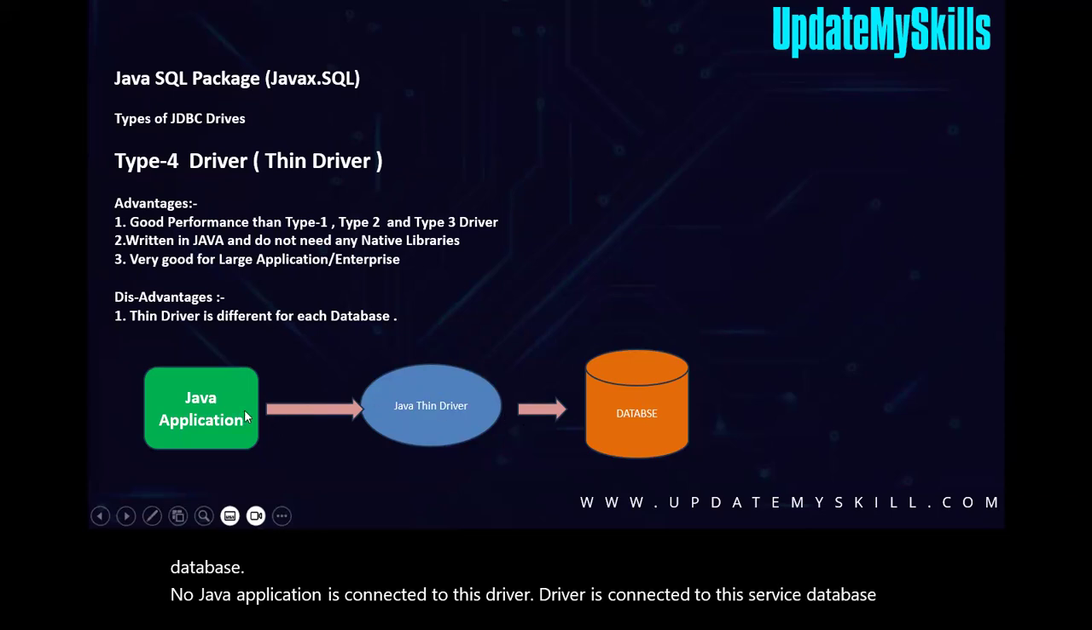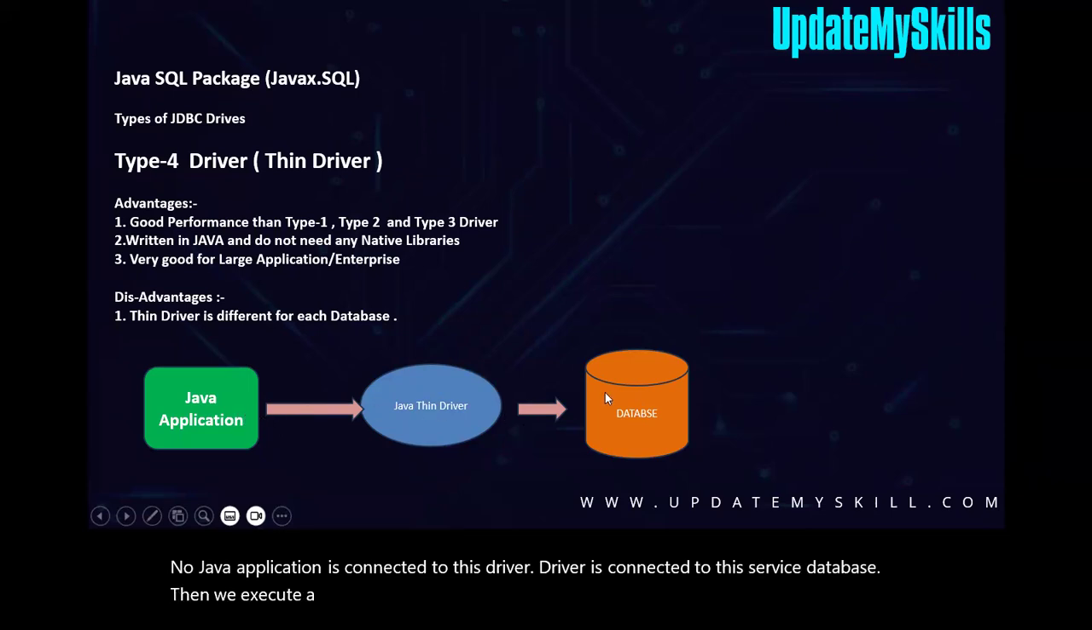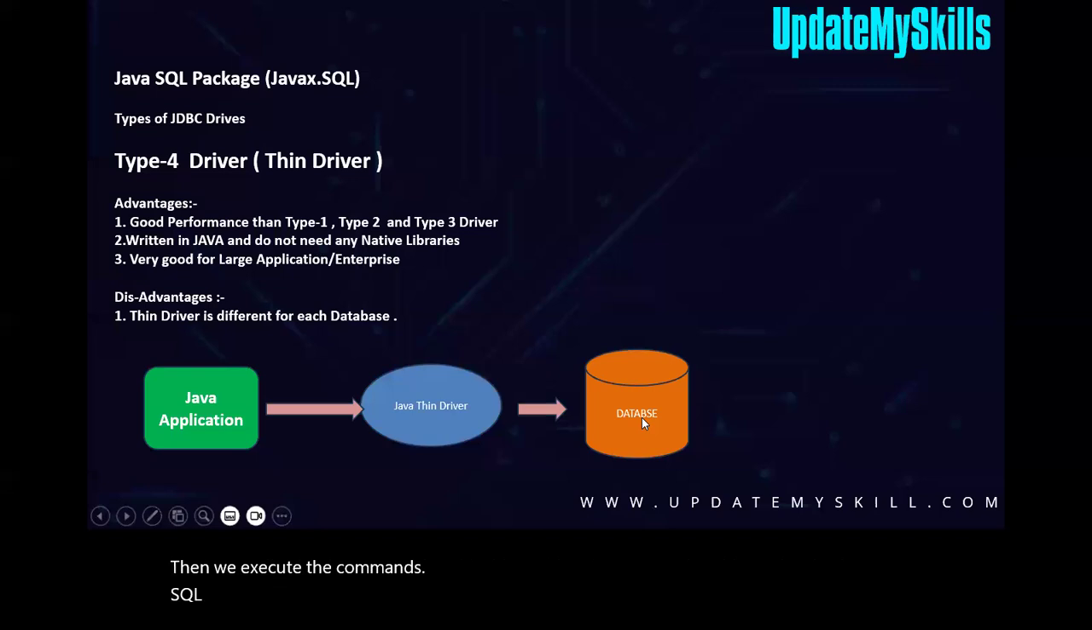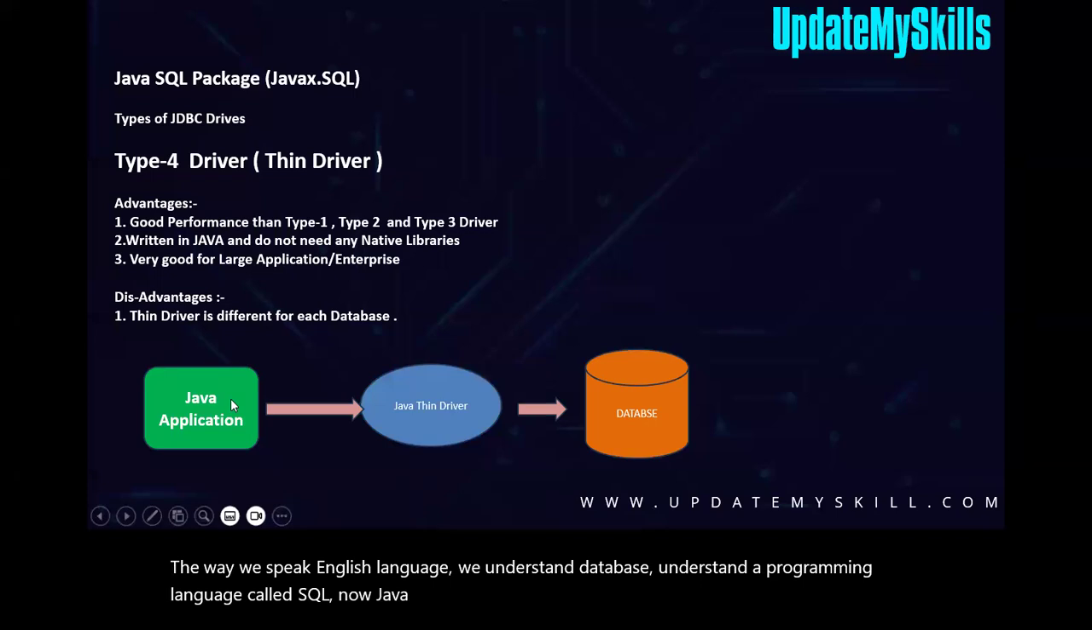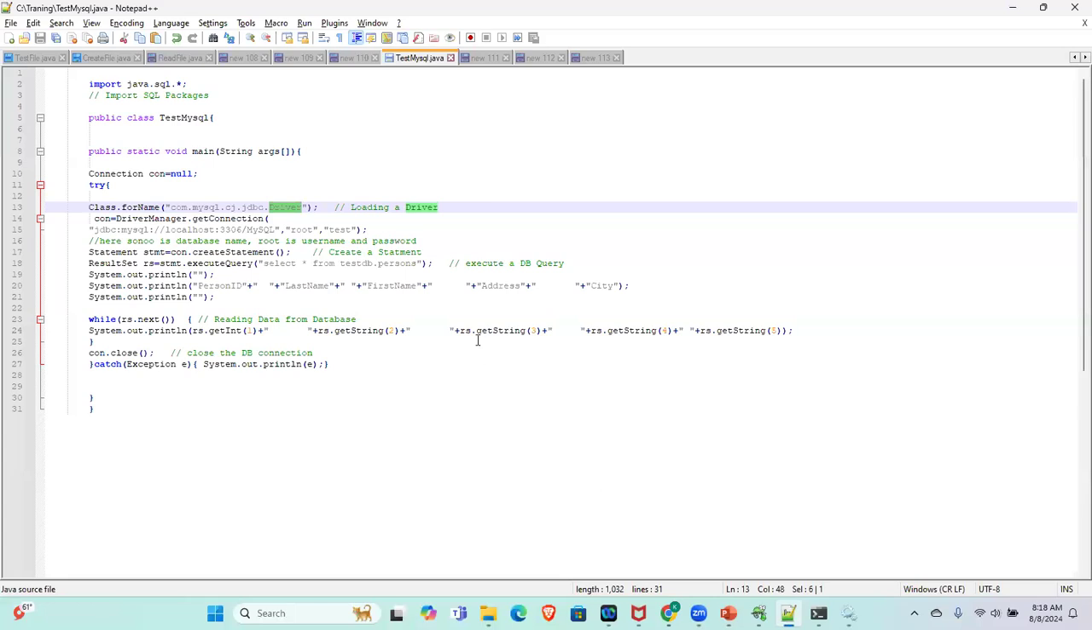Then we execute commands, SQL commands. The database can understand a language called SQL. The way we speak English and understand it, the database understands a programming language called SQL. Now Java needs to talk in a language which the database can understand. So that is the reason we are issuing SQL commands with the help of Java commands.